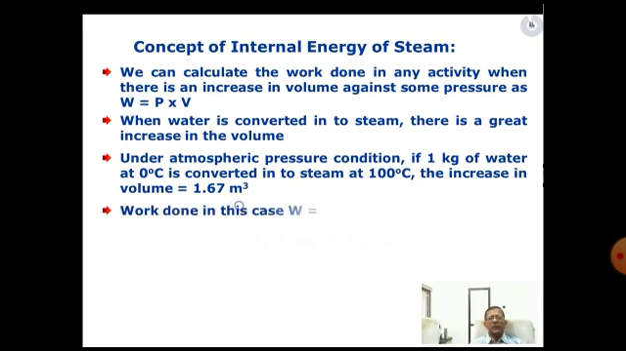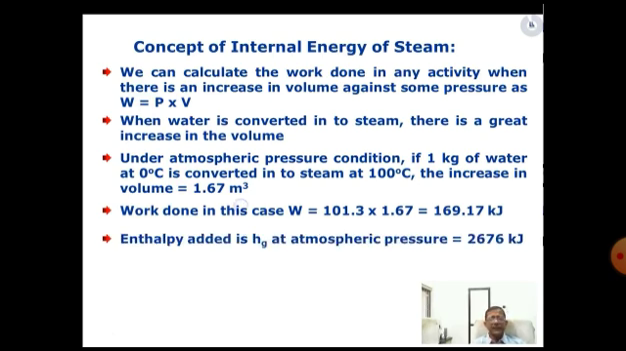So if I consider the work done, it will be PV, where P is the atmospheric pressure, 101.3 kilopascal, and the change in volume is 1.67. So 169.17 kilojoule will be the work done. But if you consider how much heat has been added, then at 0 degree centigrade the enthalpy is 0, so the total Hg amount of heat at atmospheric pressure, which is 2676 kilojoule per kg, is added to this water.